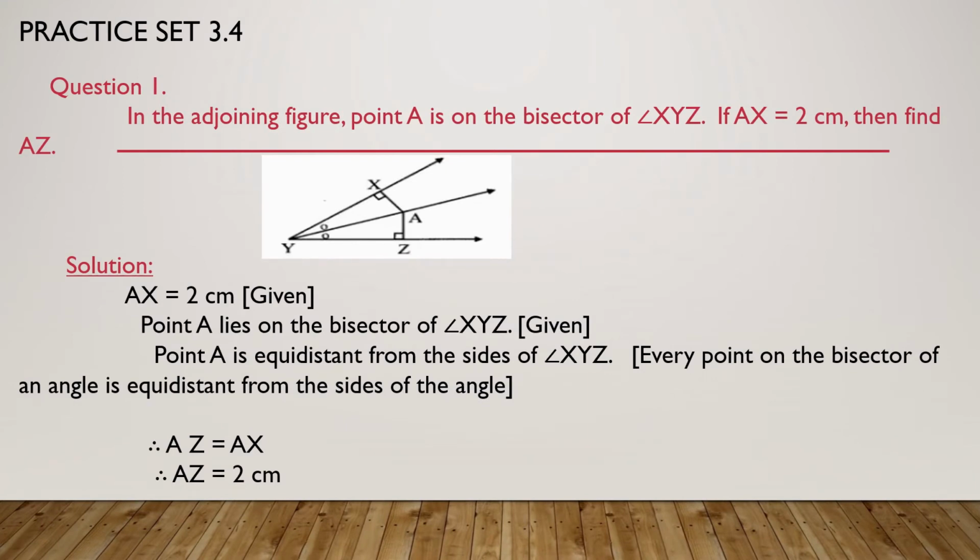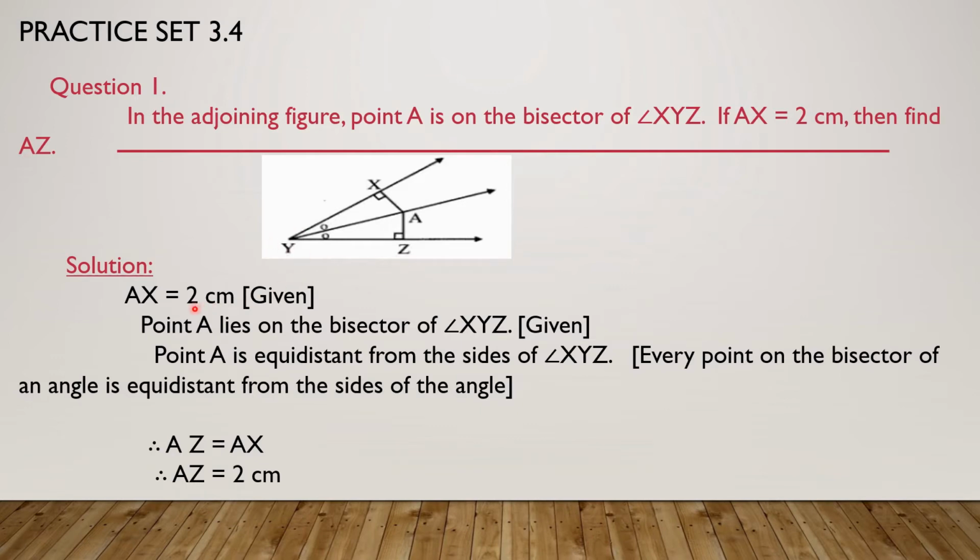Let's move on to practice set 3.4. Question number 1. In the adjoining figure, point A is on the bisector of angle XYZ. If AX is equal to 2 cm, then find AZ. The figure is already given.